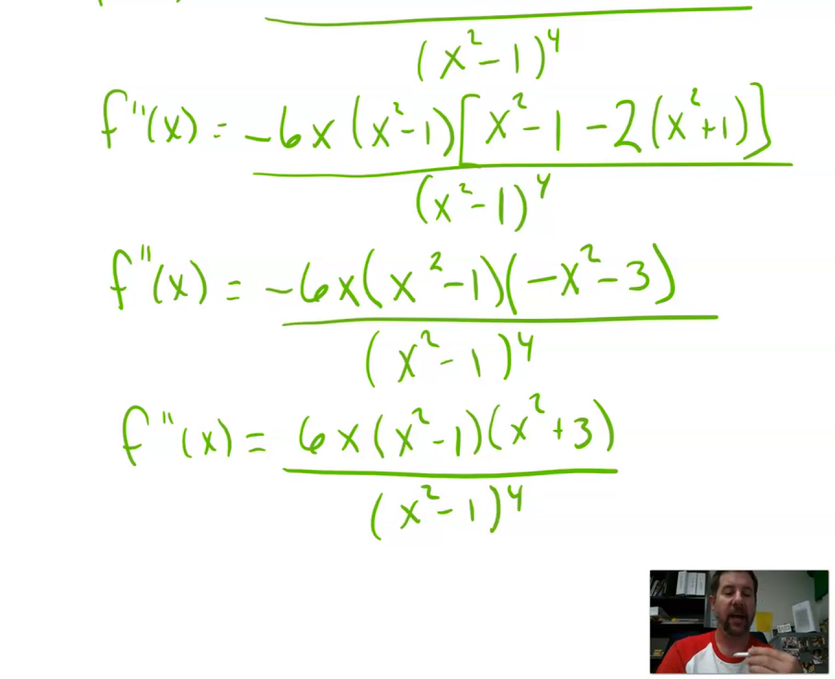All right. Now I want to set this equal to 0 and find my critical values. And if you do that, you're going to get x equals 0 and x equals plus or minus 1. That's my critical values. And now we need to test those.